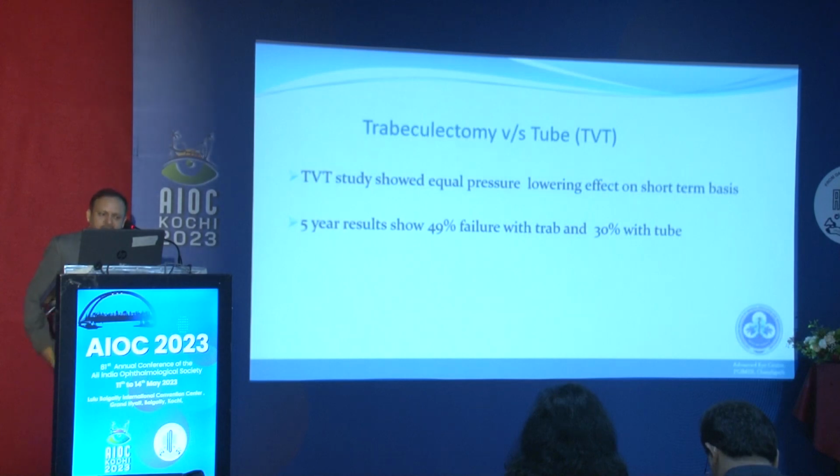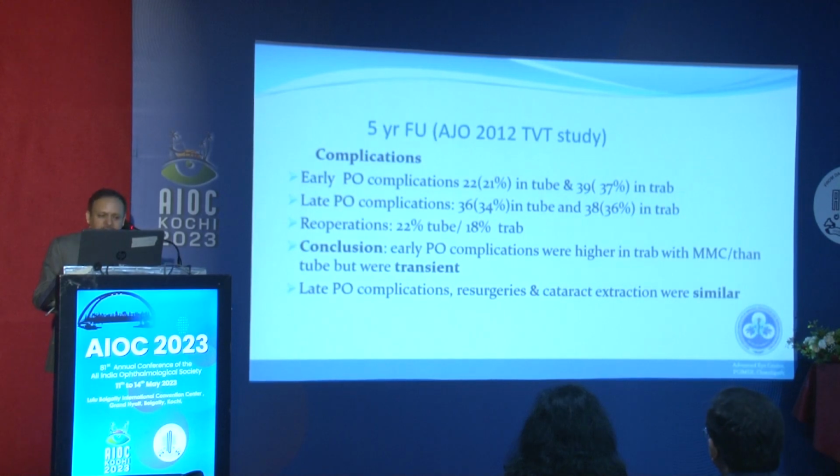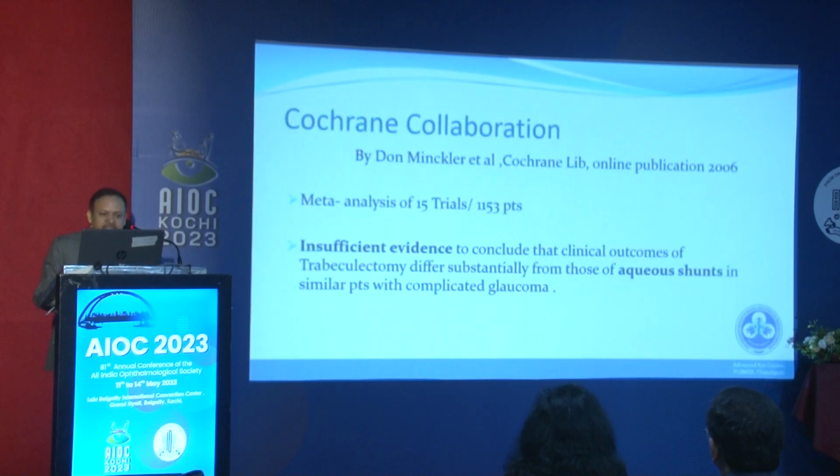This TVT study shows an equal pressure-lowering effect in the short term, and the 5-year result shows 49% failure with trab and 30% with tube. The 5-year result also shows that early complications were more with tube, and late complications were almost equal. Late complications like resurgery and cataract surgery were similar in both cases.